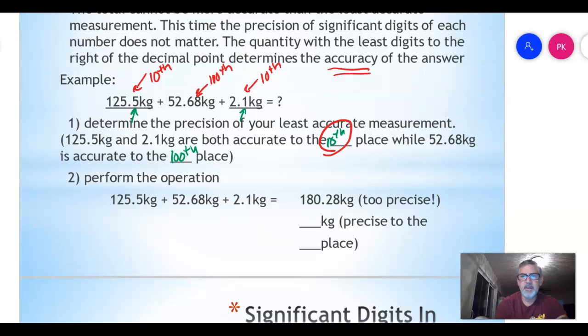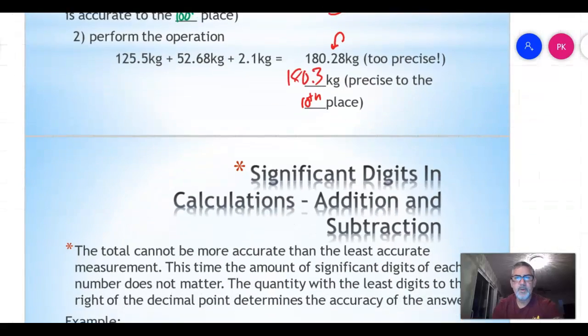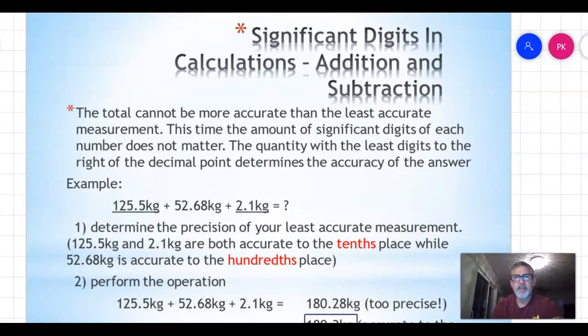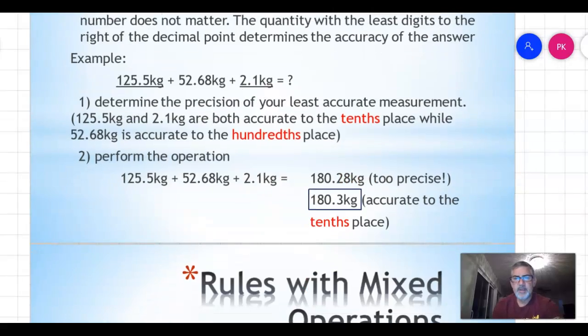So when I add these up on the calculator, I get that. Remember, the 8 will round up, and I'll get 180.3. It's not about number of significant digits for addition and subtraction, right? That's to the 10th place. It's about accuracy. Right. So that's what I tell you here.